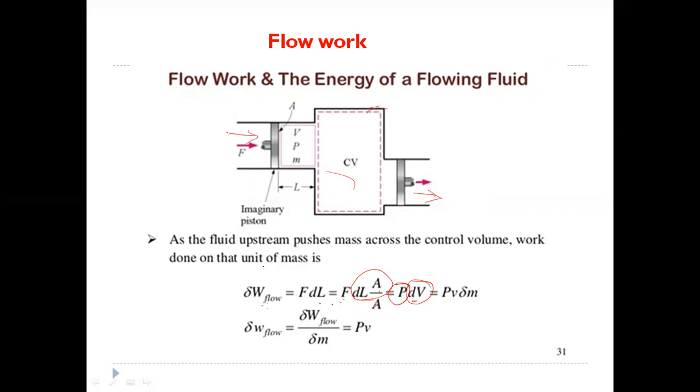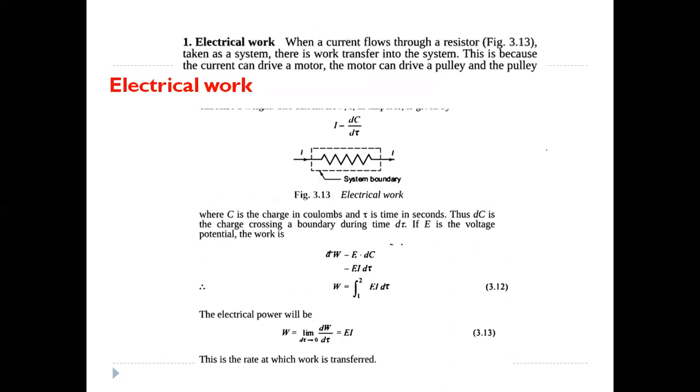Delta W represents work done for a small element. If you consider any small strip here, the work done for that small elemental volume is given by P into dV. If you want to calculate for the entire system, we integrate on both sides in order to calculate the total work done. So for a small element we write delta W is equal to P dV, and for the complete system we integrate between the limits 1 to 2 to get the total work done. So this is the flow work. Next, coming to electrical work.